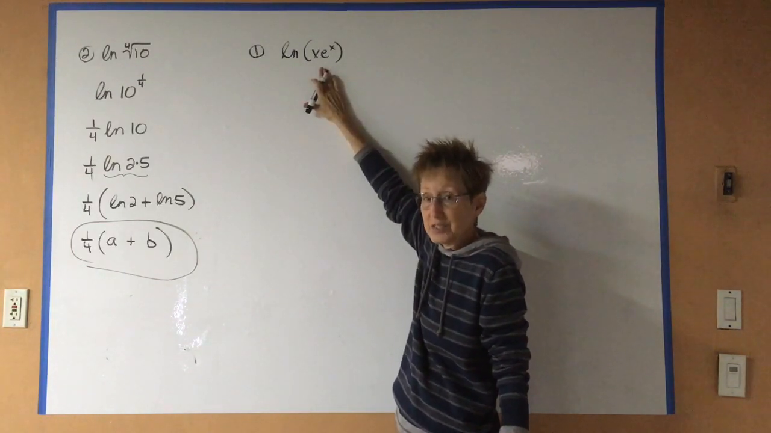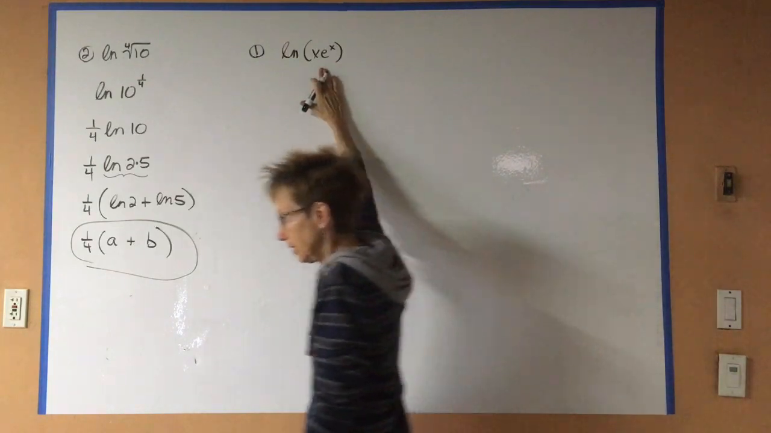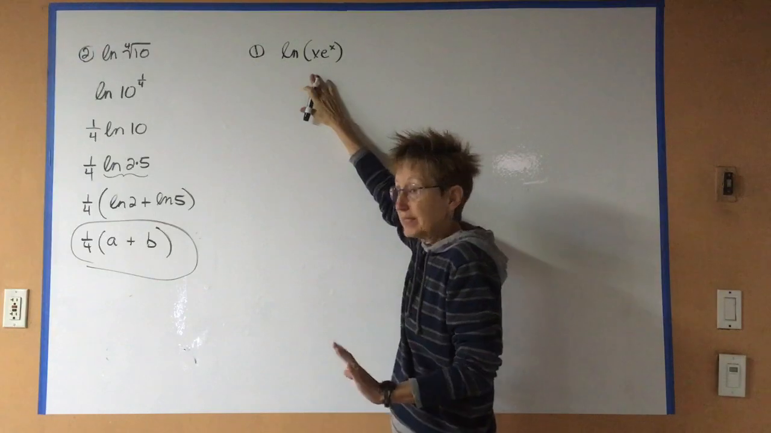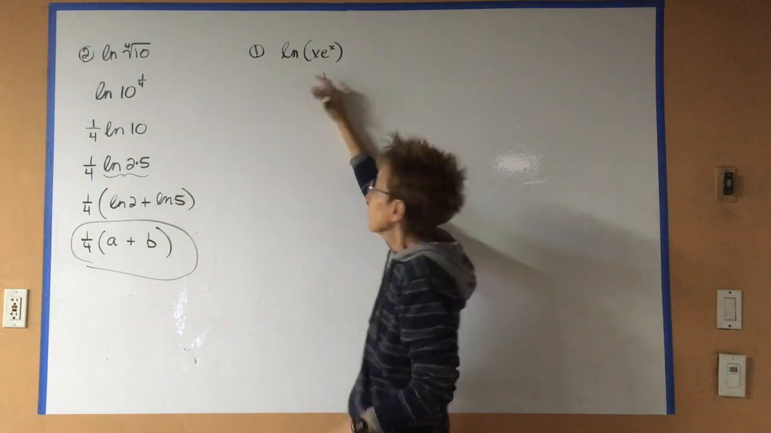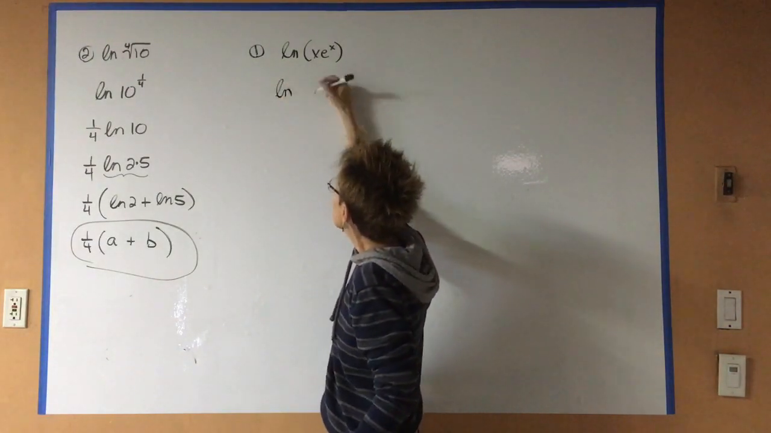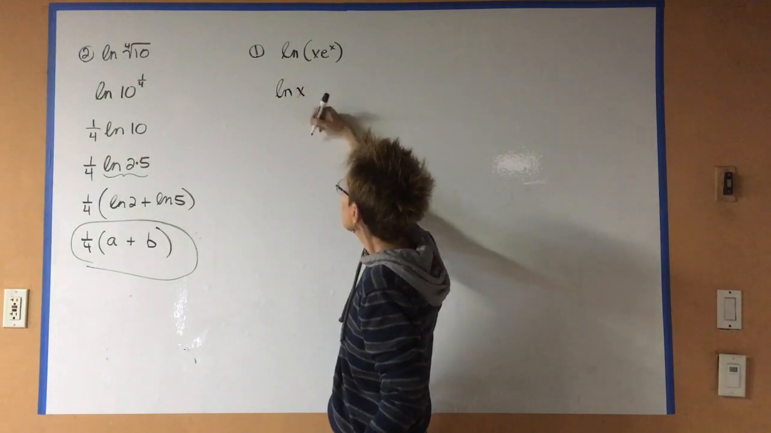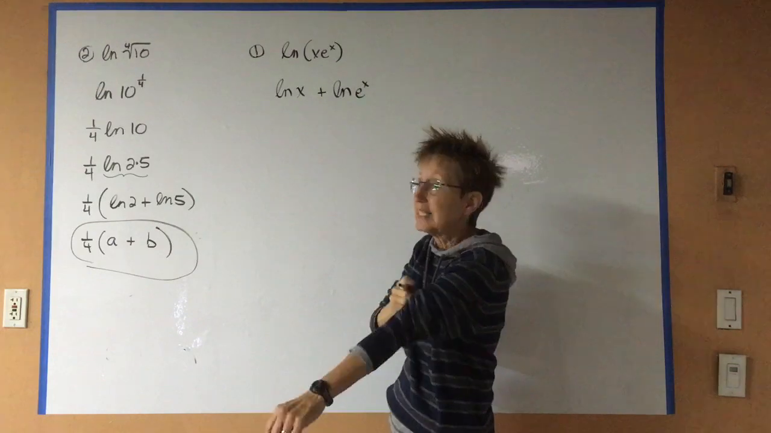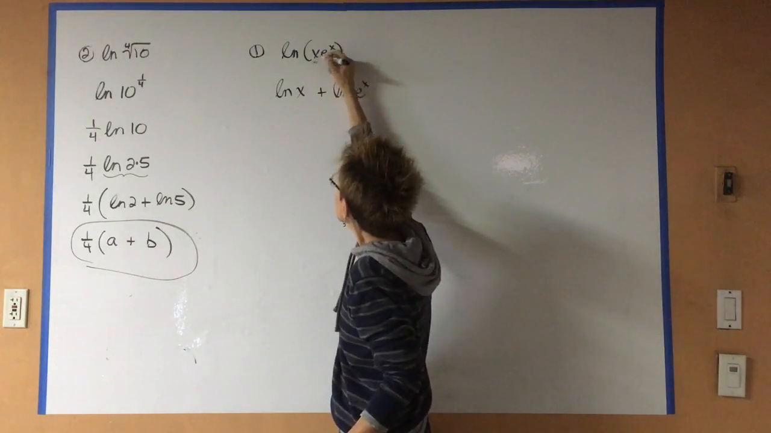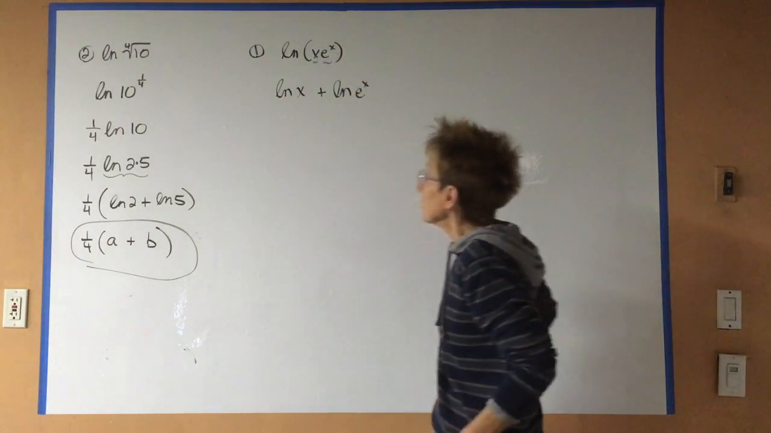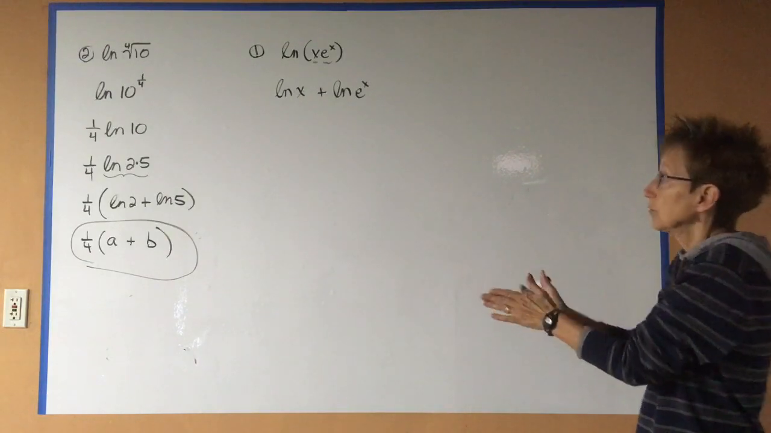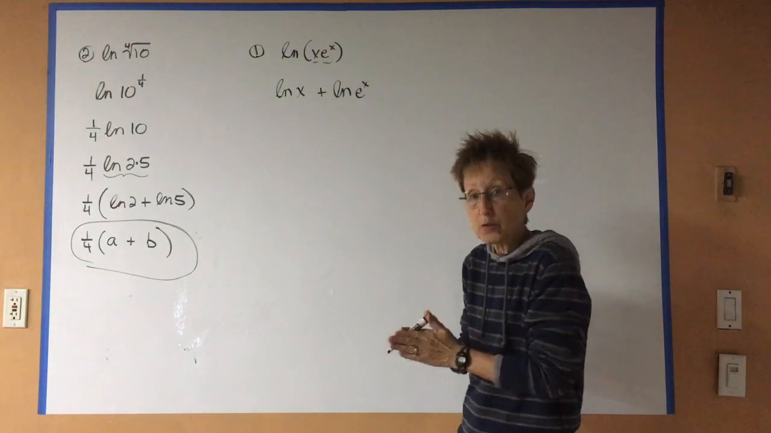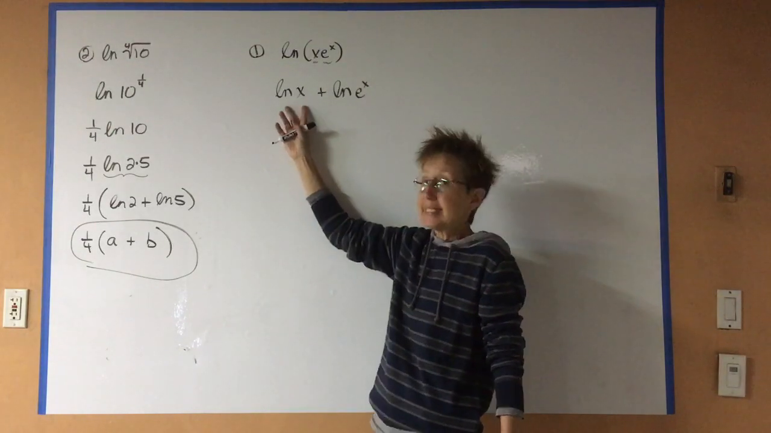So the first thing I can do is use that product property, rule number 4, and expand it into the sum of 2 logs. So this would turn into the log of the first factor, which is x, plus the log of the second factor, which is e to the x. In other words, here's one factor, here's another factor. So I take the log of the first factor plus the log of the second factor. Now the question is, can I go any further? In other words, can I expand this any more?